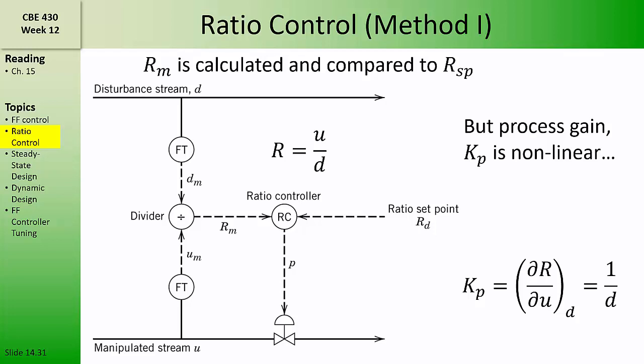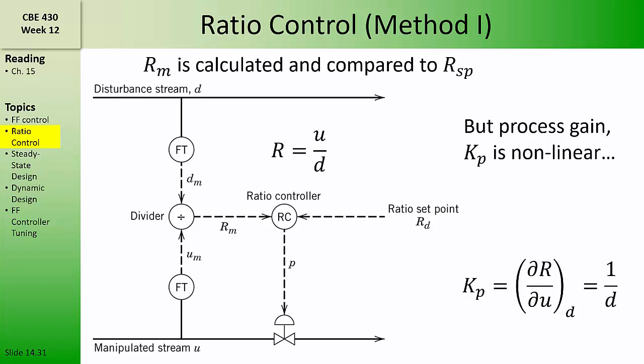Section 15.2 in Chapter 15 of our textbook introduces what's called ratio control. Ratio control is very common in chemical and biological manufacturing processes. Ratio control essentially controls the ratio of two process variables. Usually these are flow rates.